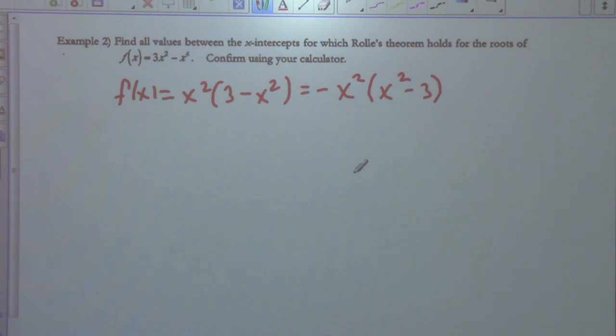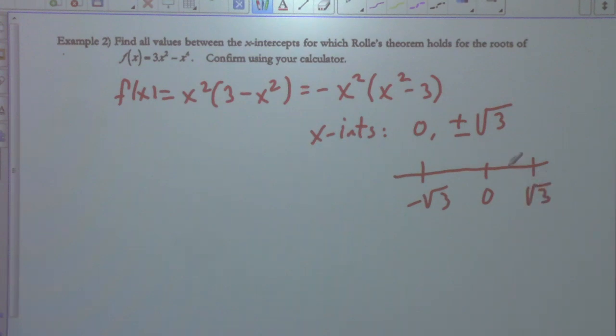So it'd be 0 and plus or minus the square root of 3, right? Yeah. So your x-intercepts, I'm showing here, zero and plus or minus square root of 3. So between the x-intercepts are going to be between negative square root of 3 and 0, and 0 and square root of 3. So what you're looking for is these things in here between these.